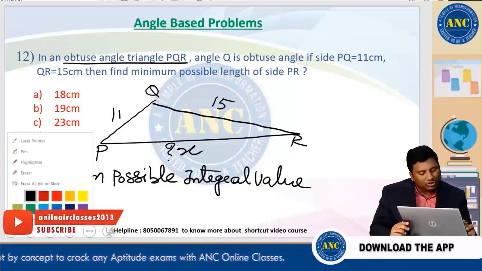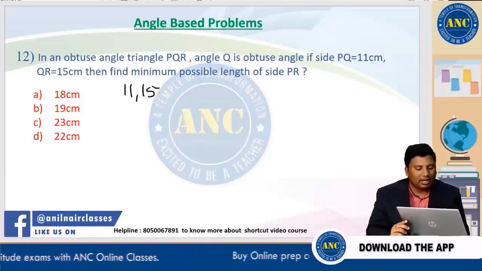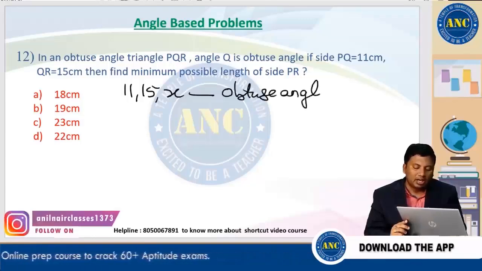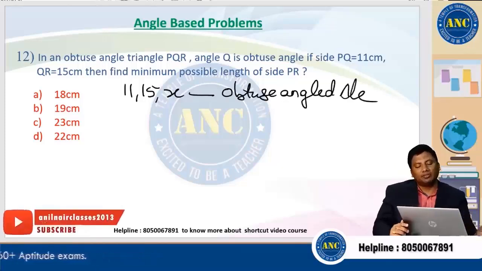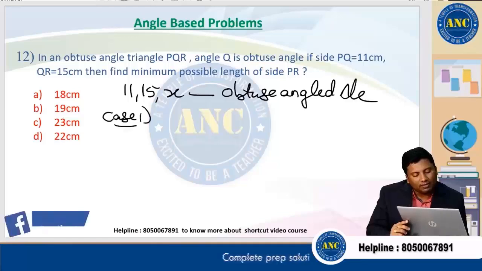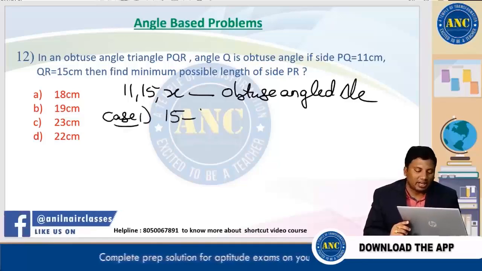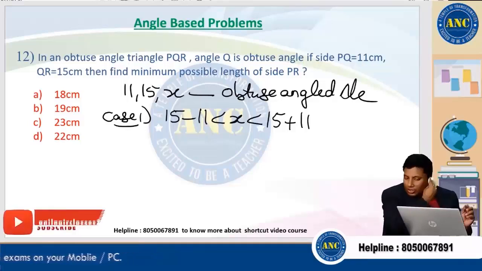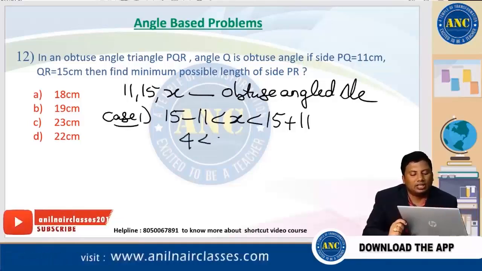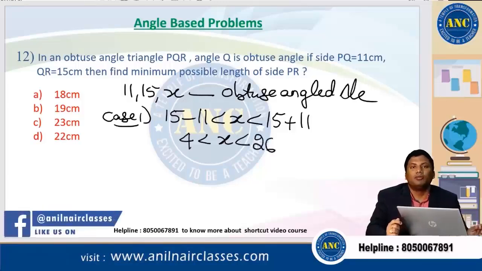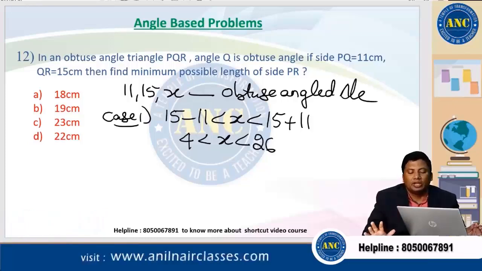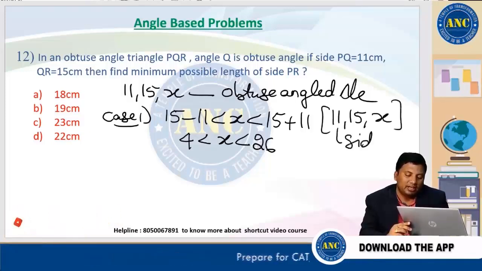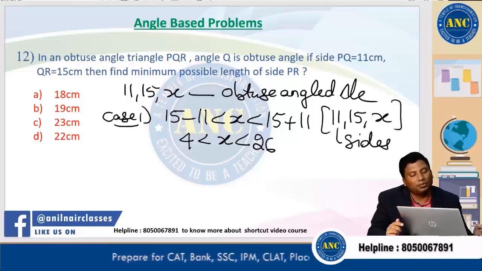Now, the same question, it is like this. 11, 15 and X. These are the sides of an obtuse angled triangle. Case number 1: first they should form the sides of a triangle. 15 minus 11 less than x less than 15 plus 11. So this is nothing but 4 less than x less than 26. This is the condition, because first of all 11, 15, x should be the sides of a triangle. Without becoming the sides of a triangle, how can it be an obtuse angled triangle?